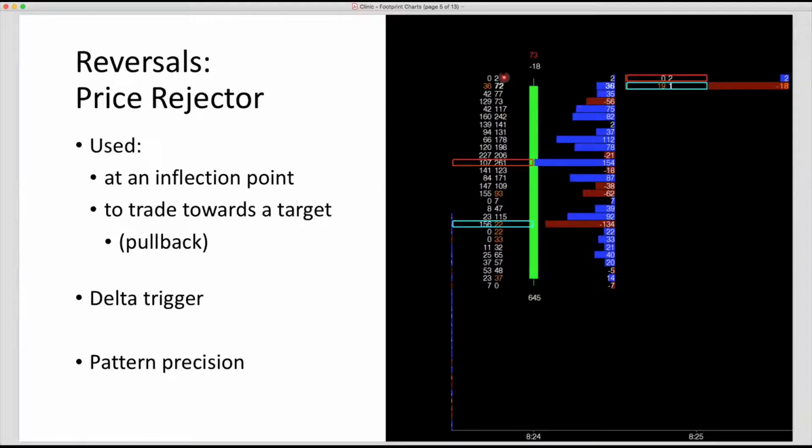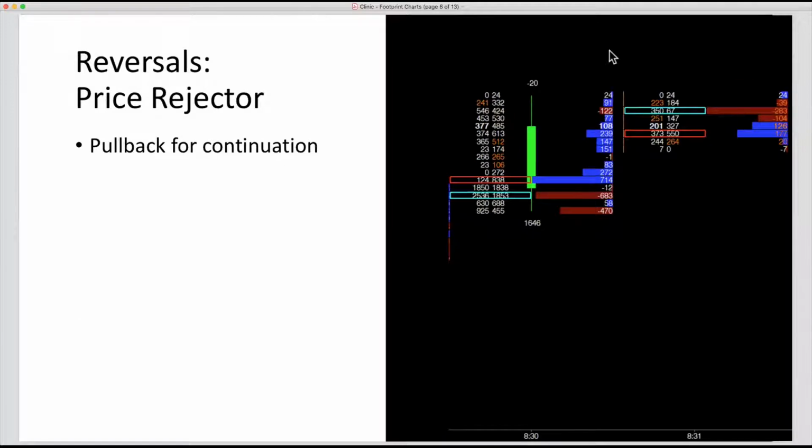But the key point is, start to tune your eye to this combination of exhaustion, opposing aggression, potentially delta supporting absorption, and you see this more and more. I've already mentioned the importance of there being precision in the pattern. If it's not perfect and we've got 2 imbalances rather than 1, or imbalances on the other side, it doesn't qualify as the pattern.